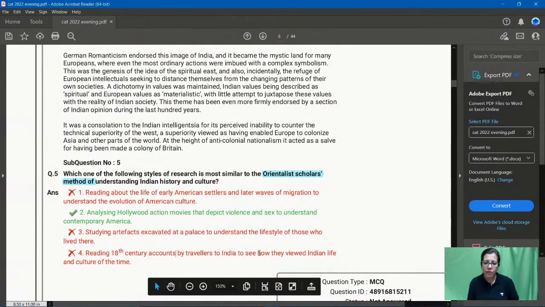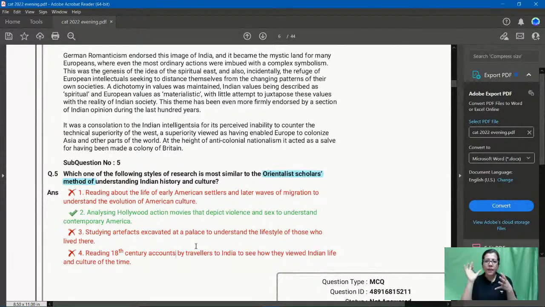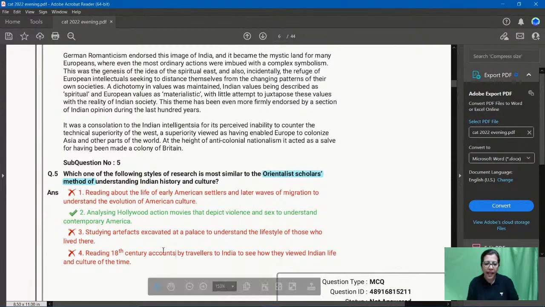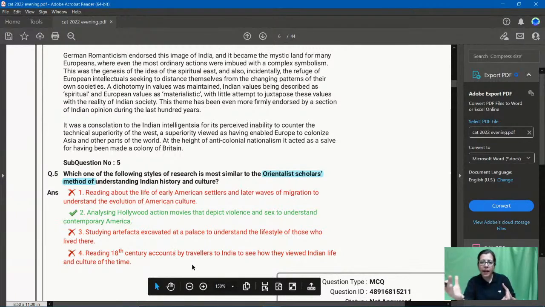Reading 18th century accounts by travelers to India to see how they viewed Indian life and culture of the time. Now, because I understood the top part very well, that it is talking about roots and who is sending, who is doing, I can see that 1, 3 and 4 are getting eliminated. But how does option 2 fit the bill if I'm trying to analyze it as a student?